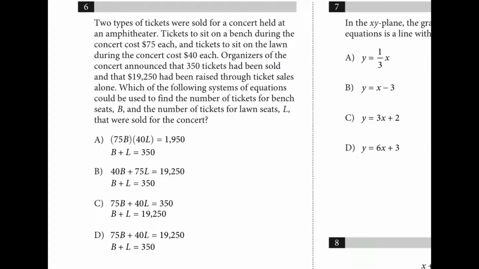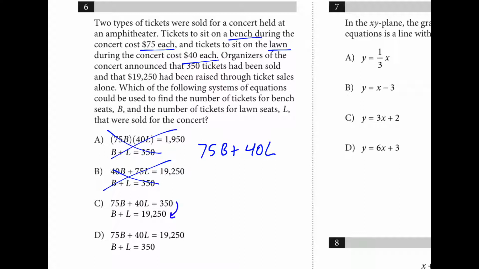Number 6 is a word problem. We have to translate into a system of equations. Don't have to solve it, just figure out the equation. So bench tickets here, 75, and lawn, 40. So we can write that as 75b plus 40l. And really that rules out this one for sure, and this one also because you don't have to multiply. And we're down to C or D.